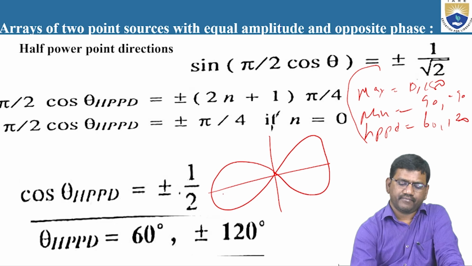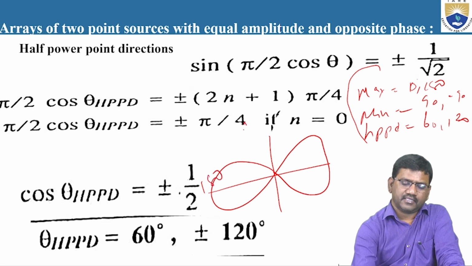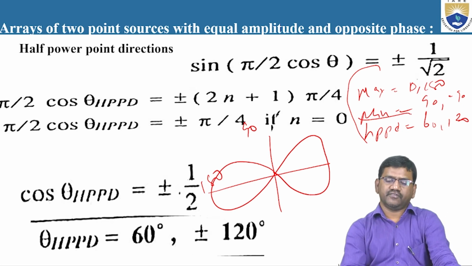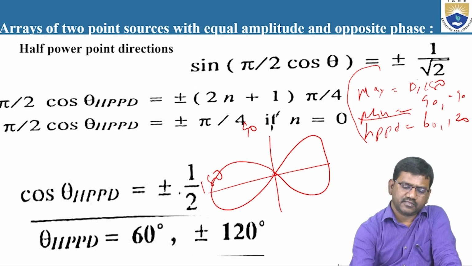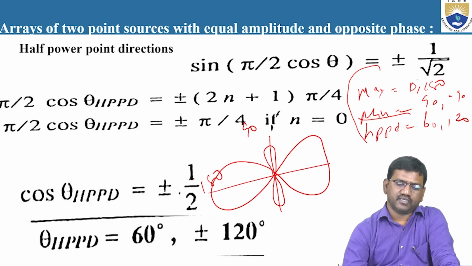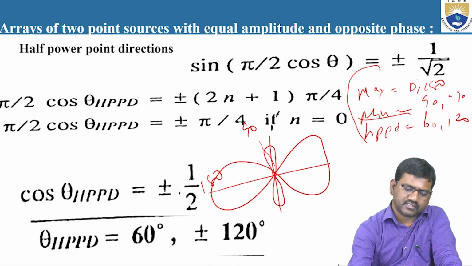That is 0 and 180, and this is 90. And the minima directions will be in the direction of 90 and minus 90. This is minima. And half power point directions are at angles of 60 and 120. We can draw here like this, 60. This is 60 and 120 here.